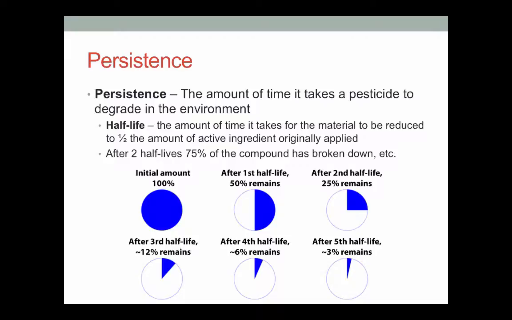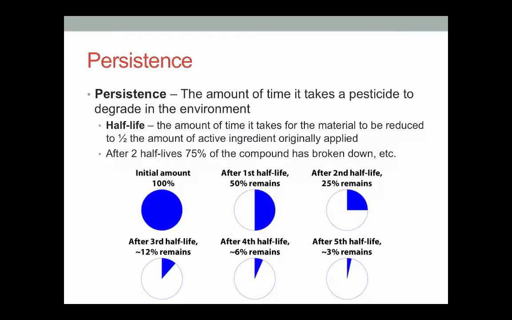All right, so persistence. Persistence is our third category of pesticides. So it's just the amount of time that it takes for a pesticide to degrade in the environment. So basically, when we apply the pesticide, how long do we expect it to hang around before it is no longer effective? And the way we measure this is through the use of half-life, or the amount of time it takes for a material to be reduced to 1/2 of the amount of active ingredient that we originally applied.